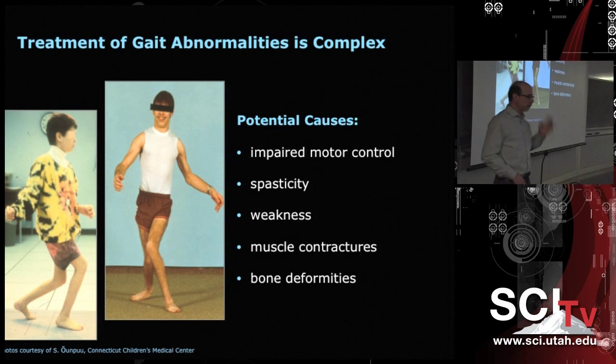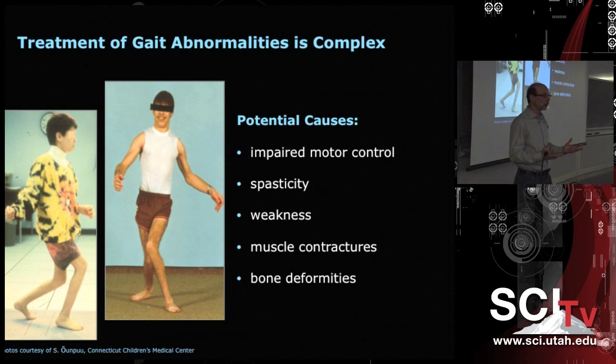The treatment of gait abnormalities is complicated, and I'll focus on pediatric gait abnormalities because it's an area in which we've made some progress. And it's complex because there are a few potential causes. Impaired motor control, for example, if a child with cerebral palsy comes in, the origin of the disorder is an injury to the brain, and they have abnormal coordination of the many muscles it takes to produce movement. They frequently have spasticity. So spasticity is a heightened stretch reflex.